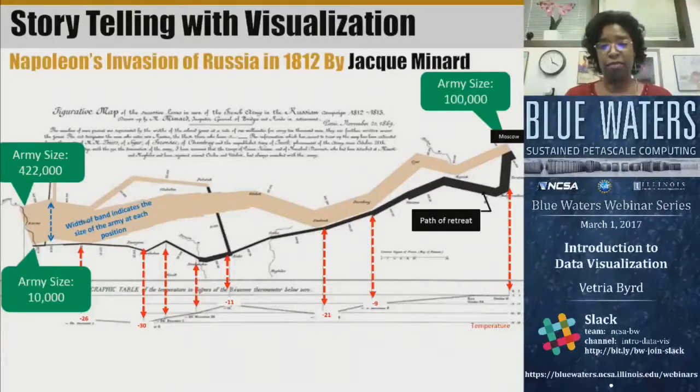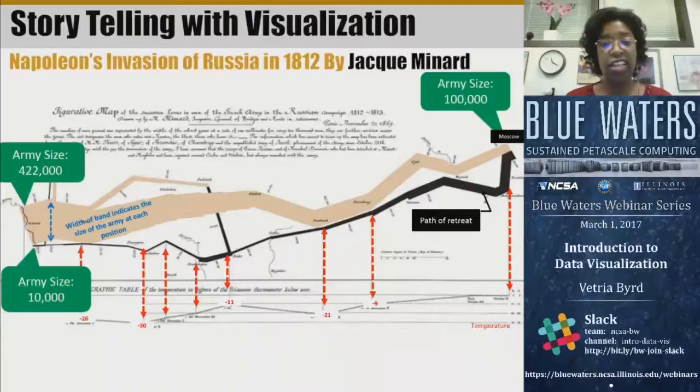You're seeing a map of their retreat. You're seeing a map that's indicating their temperature. So there's a lot of information contained in this one data visualization. And so this is an example of what you can do. Now, I'm pretty sure your data may look totally different from this, but the whole purpose of this is to give you some idea of the different types of things that you can show in one data visualization.